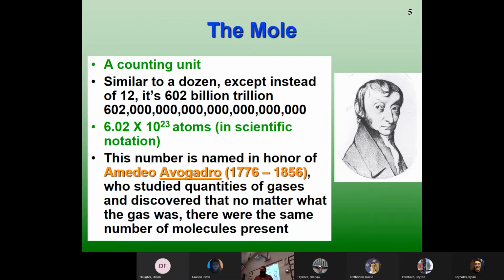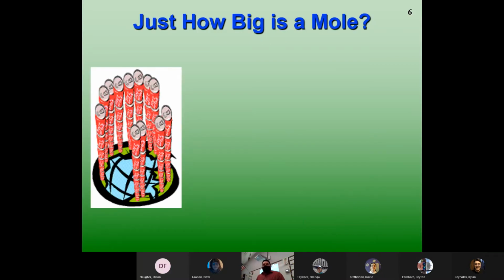And so this is where this number is coming from, and where that number is coming from up there on the periodic table: this number of atoms weighs that many grams for each individual element. Okay. So how big is the mole? How big is 6.02 times 10 to the 23rd?